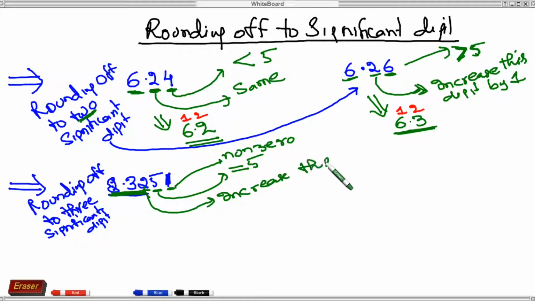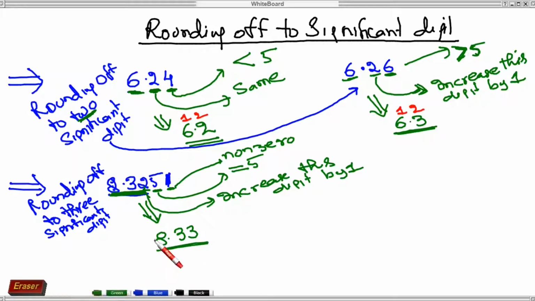Increase this digit by 1. So it will become 8.33. So here you can see we have only 3 significant digits: 1, 2, 3. Actually we want to round this value up to 3 significant digits. So here we are having the same thing.